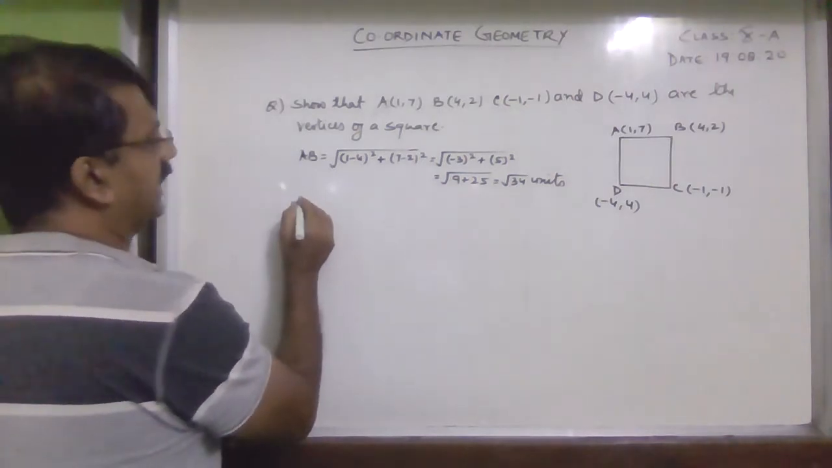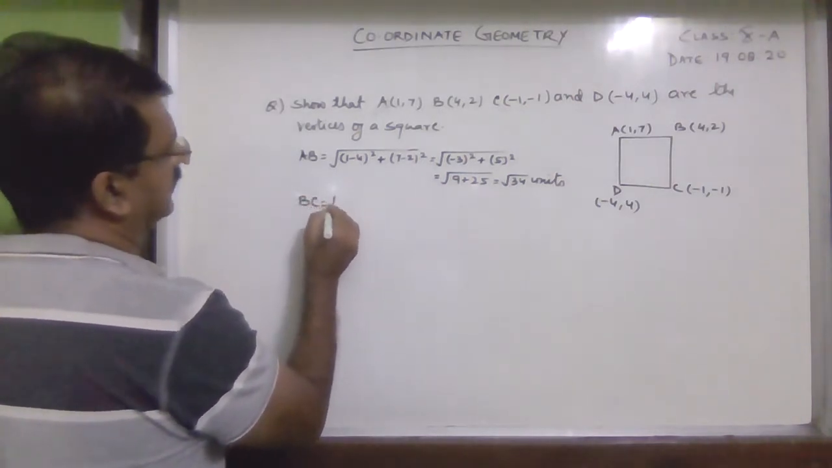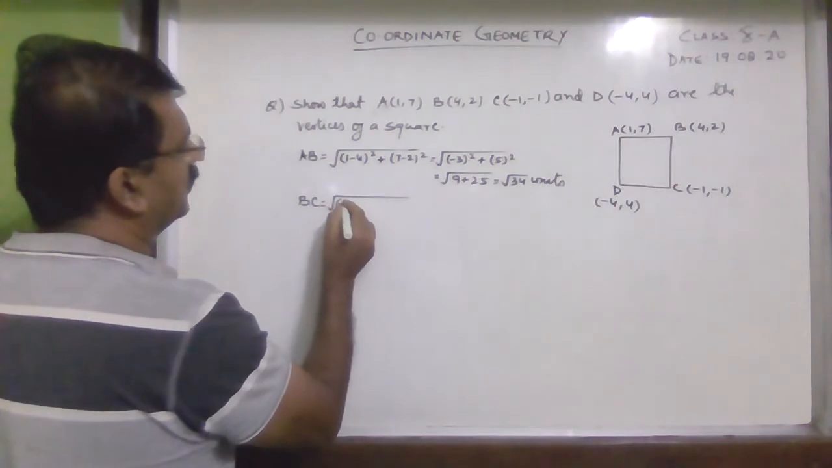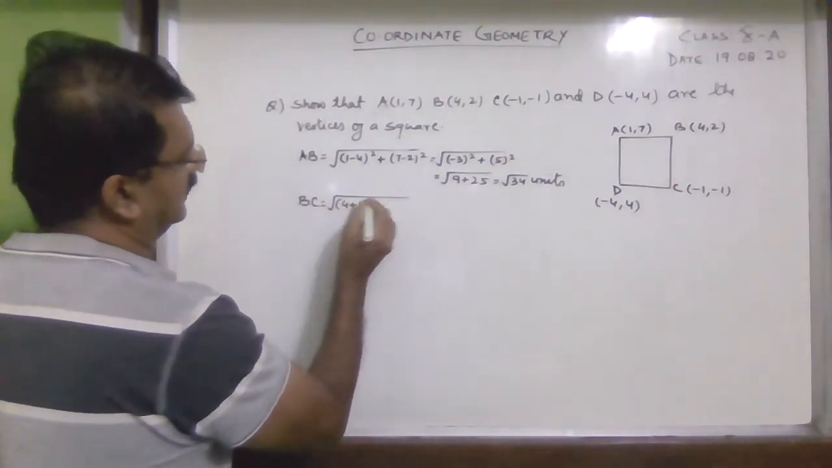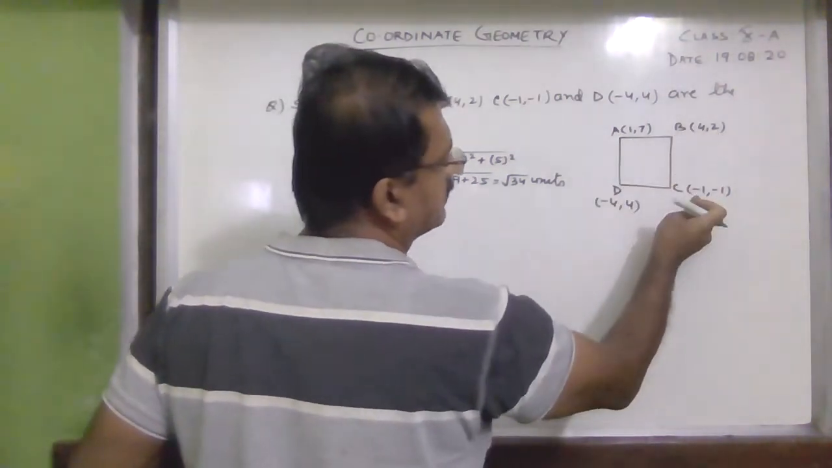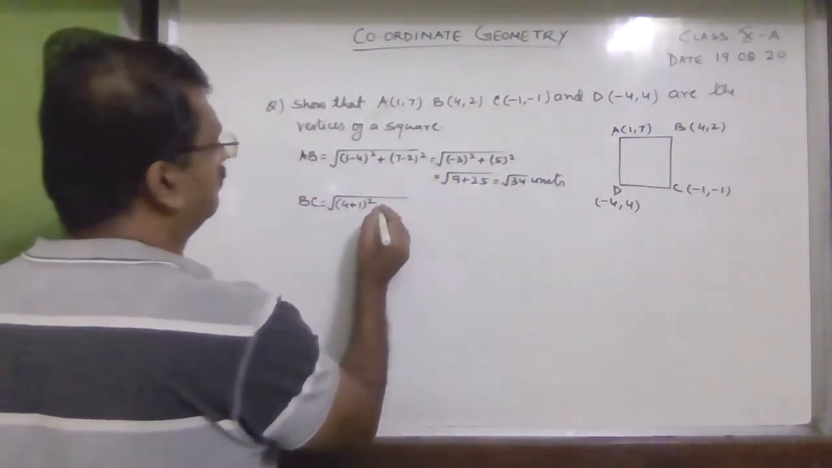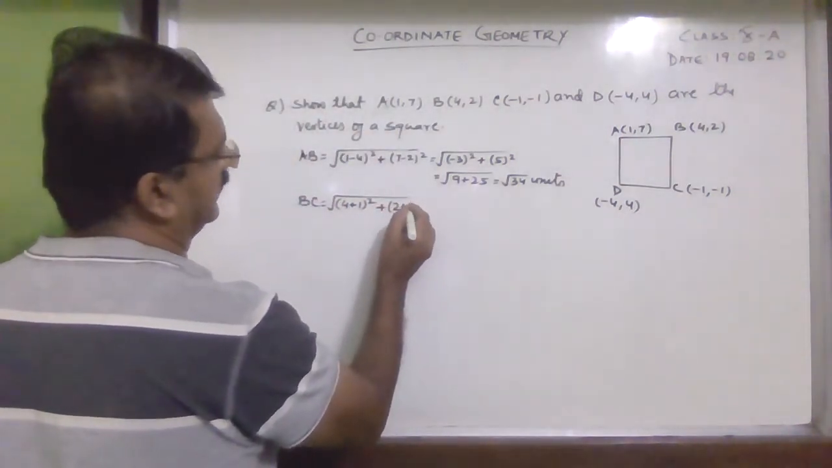Now we are going to find BC. That is under root 4 minus minus 1, so that is plus 1, that is 5, and 2 minus minus 1, that is plus 1.